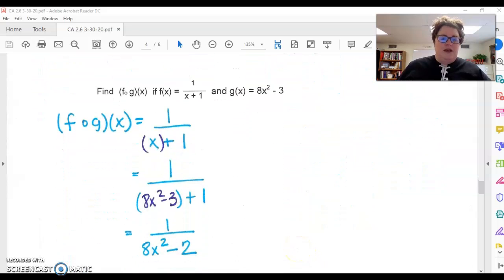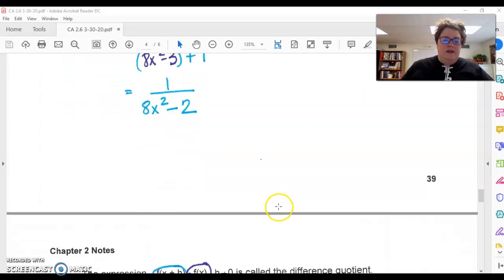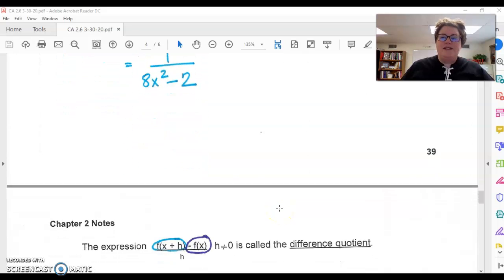Okay, the next one, f composed of g of x, so we're starting with f. Everywhere there's an x, we're putting our g function into that, and then simplifying. So that's our composite functions.